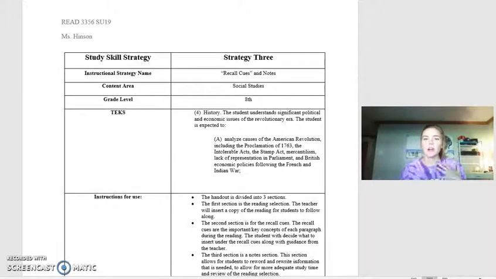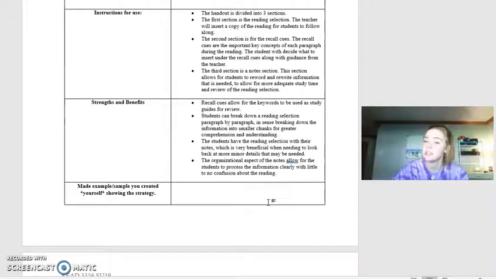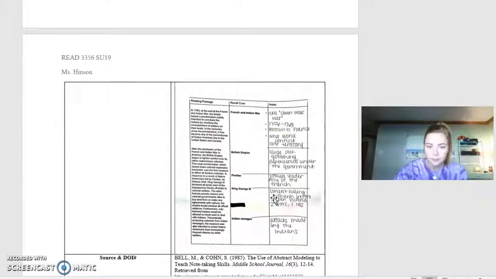So this one is called Recall Cues and Notes. I really like this strategy because the handout is very similar to the 3-column one that we just did in strategy number 2, but it's more like reading passages, big chunks of information that need to be analyzed. And so basically the teacher in the first column would give the students the reading passage or maybe an introduction to the topic, the concept.